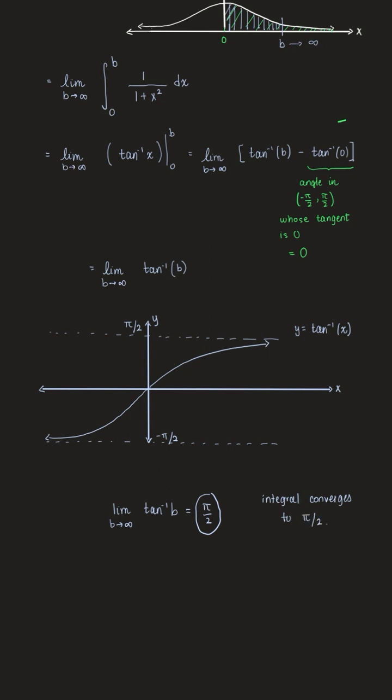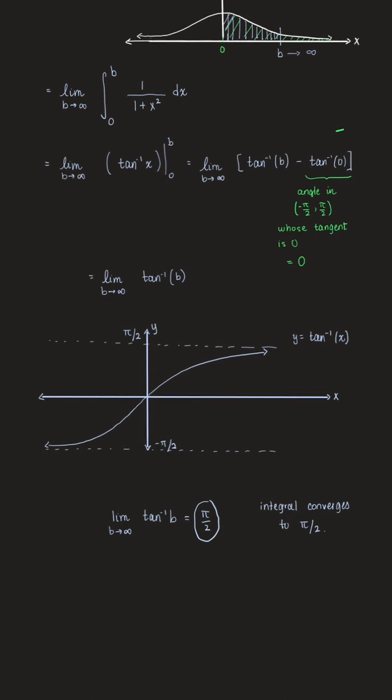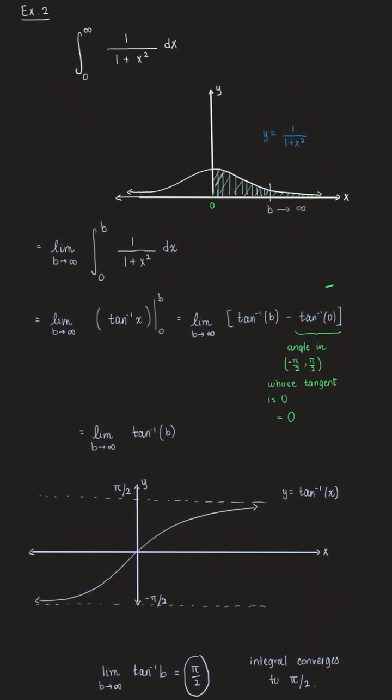That's it. So just remember the area underneath that function that we originally started with, the function that we're integrating, from 0 to infinity converges to pi over 2.